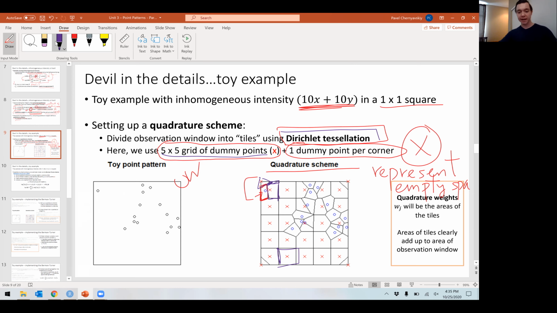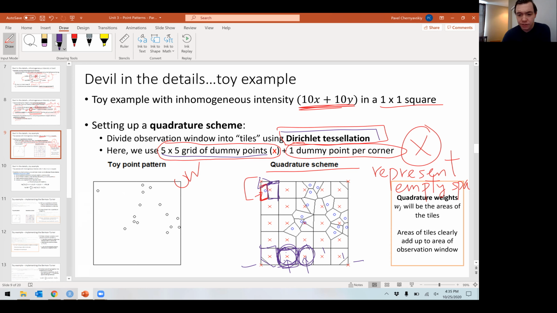I could have specified a random placement of these dummy points, but I didn't. I went with a grid because I want to be able to understand and visualize it. In a grid, think of that force field propagating out. The tiles will form squares. So everything inside of this square is closest to this point. Everything inside of this square is closest to this point. So you can even count 1, 2, 3, 4, 5 on the bottom with a dummy per corner.